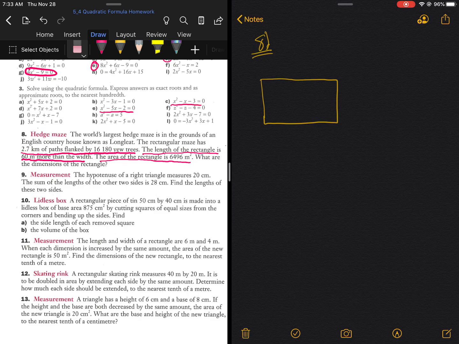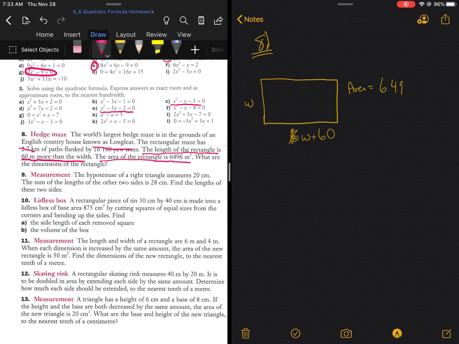Okay, so I see there's a lot of irrelevant information here, like 2.7 kilometers of paths. I don't know how that's relevant. Also, there are many yew trees. I don't know how that's relevant either. But I do know that the length of the rectangle is 60 more. If the width is W, then the length is W plus 60.